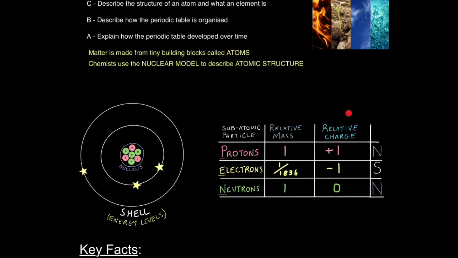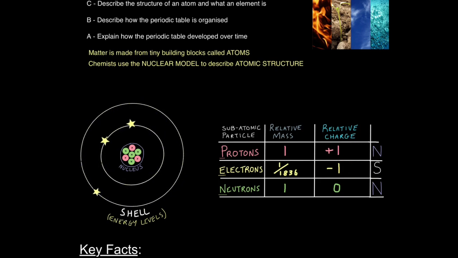Next is the idea of charge. Protons have a +1 charge, electrons have an equal and opposite charge of -1, and neutrons have no charge at all. Think of charge a bit like magnetism. 2 positives will repel each other, but positives and negatives will attract each other. That's really all you have to take from this idea of charge. Similarly, 2 electrons will also repel each other because they both carry a negative charge. So likes repel, opposites attract.